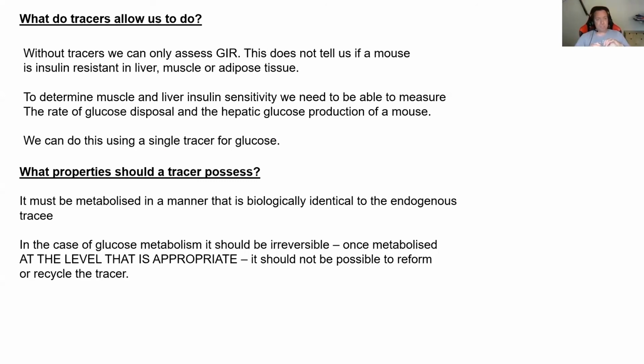So what properties should a tracer possess? This is just a general point about tracers. Ideally, it should be metabolized in a manner that is biologically identical to the endogenous tracee. That's usually pretty straightforward with glucose tracers. And in the case of glucose metabolism, it should be irreversible. There is capacity for glucose to go through quite a lot of futile cycles, and if you have a tracer, you want it to be an irreversible destruction when it is taken up at the appropriate level, essentially. So it should not be possible to reform or recycle.